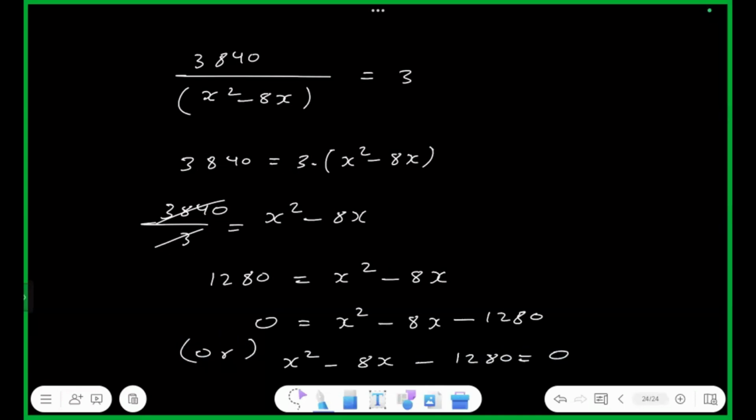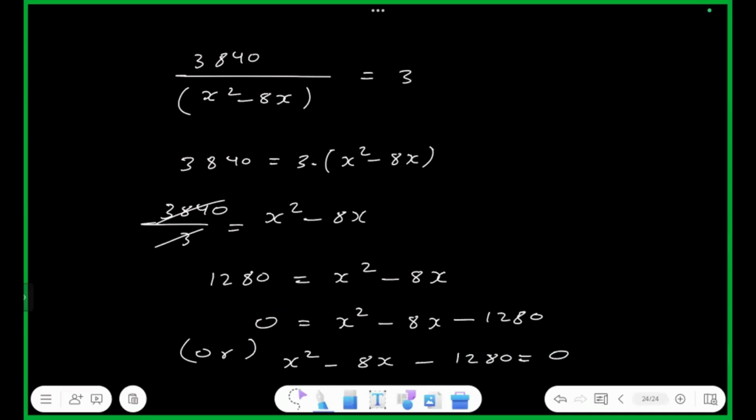0. So we had a situation, and we converted that situation into quadratic equation form. So the situation represented as a quadratic equation is x square minus 8x minus 1280 is equal to 0.